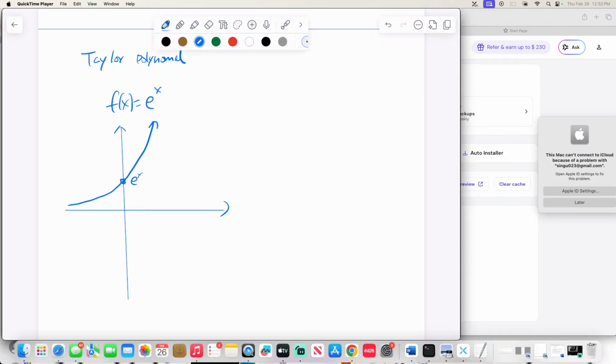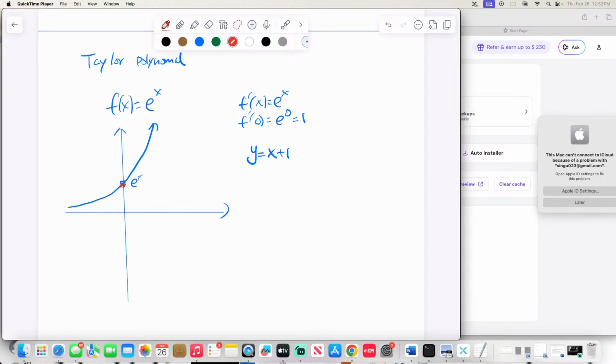What happens if I take a derivative of e to the x? The derivative of e to the x is e to the x, right? And we plug in 0. So that is going to be e to the 0, which is 1. That's going to give you the equation of the tangent line, y equals x plus 1. So this is the tangent line. This is called a first degree approximation. We approximate at a first degree.